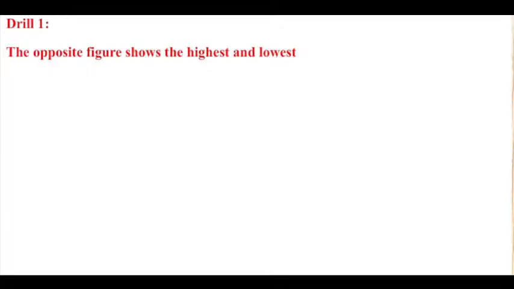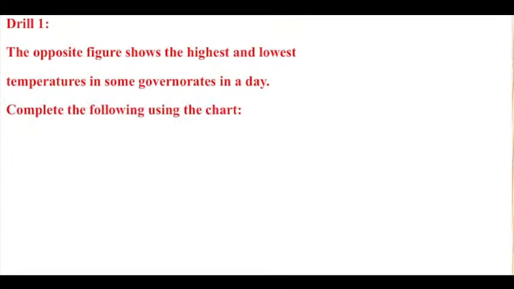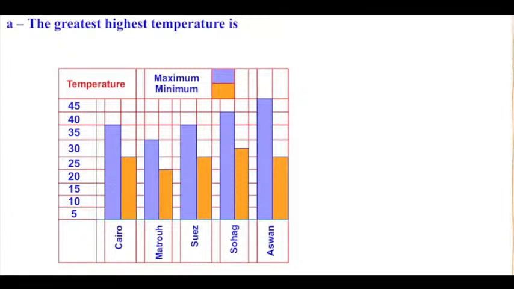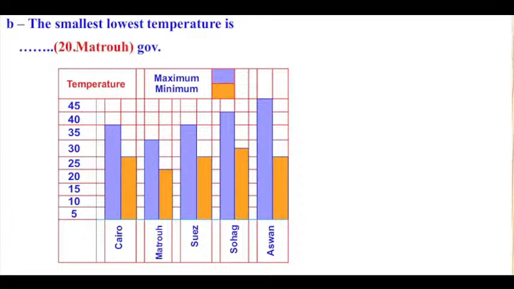Read the question without reading the answers. Drill 1. The opposite figure shows the highest and the lowest temperatures in some given cities in one day. Complete the following using the chart. A. The greatest highest temperature is in which city? B. The smallest lowest temperature is in which city?